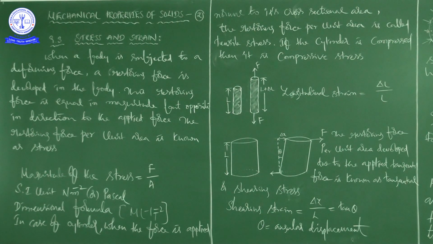So when a body is subject to a deforming force, a restoring force is developed in the body. From the start of this class, I am trying to explain what is stress. When a body is exposed to a certain amount of force, that applied force, the deforming force, causes a change in shape or size, which is called deformation. Even though the force is equal in magnitude for different types of materials, the deformation is not the same.